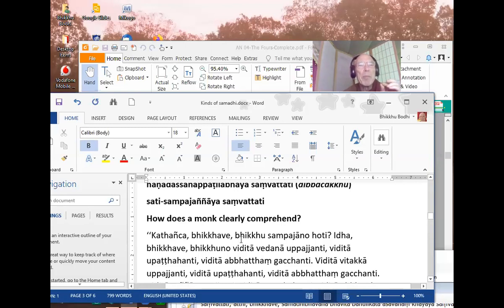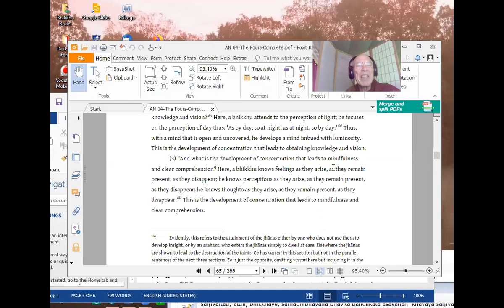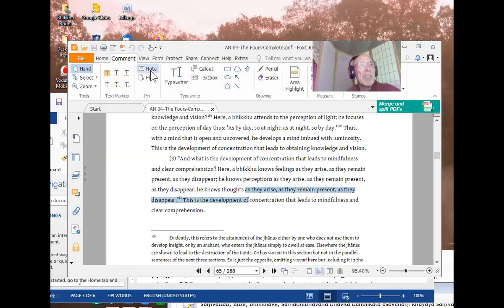But here it's said that there is a particular method for developing concentration that leads back to mindfulness and clear comprehension. And that is stated in this, well, first we'll read the English. So what is that kind of way of developing concentration? It's said, here the monk knows feelings as they arise, as they remain present, as they disappear, as they vanish. He knows perceptions as they arise, as they remain present, as they disappear. He knows thoughts, and for thoughts, the word is vitakka.